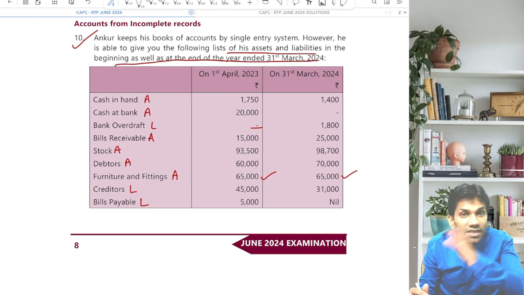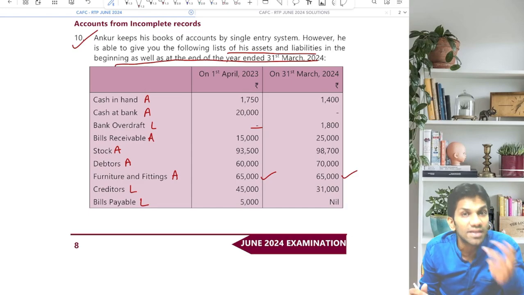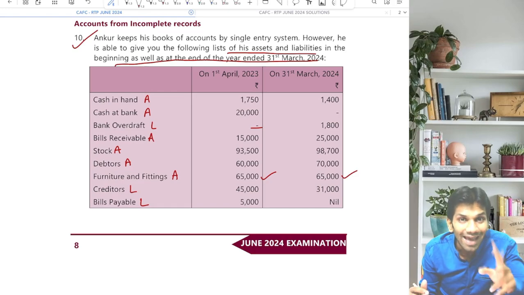Suppose fixed assets are increasing, then there might be a purchase. Suppose fixed assets are decreasing, then there might be a sale of fixed asset or there might be a depreciation. So please take care of fixed assets.